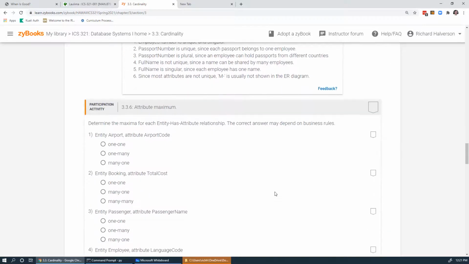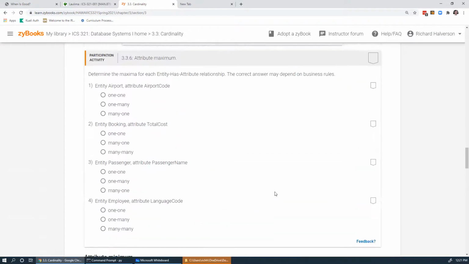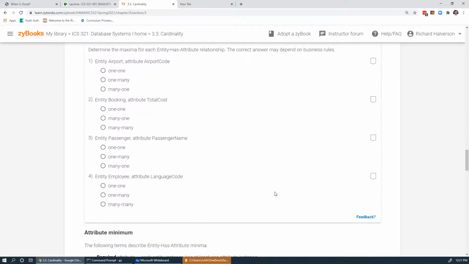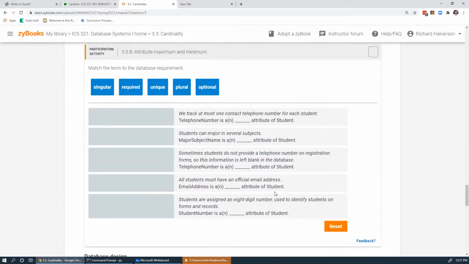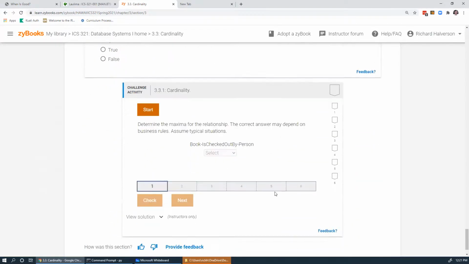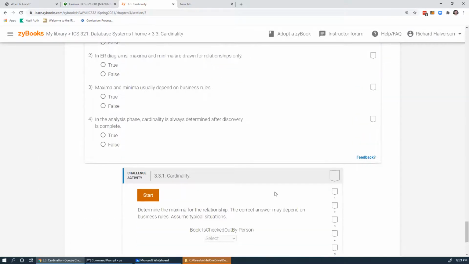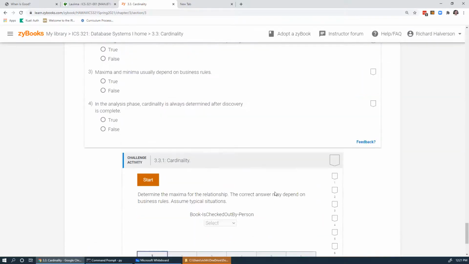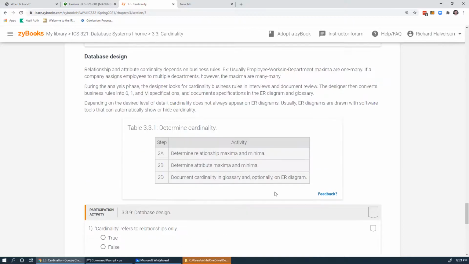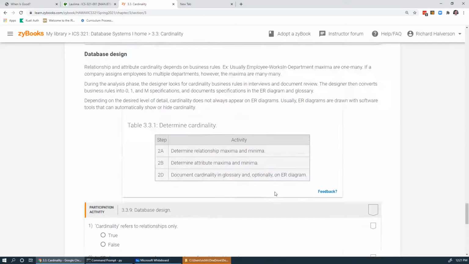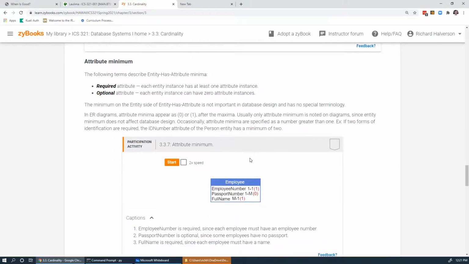Anyway, the only way you're going to be tested on this stuff is by completing these participation activities and any challenge activities that happen to be here. Here's one here. Challenge activities are a little bit more difficult because the answer is not obvious. You got to keep on trying to figure it out. But anyway, let's see what we have here.